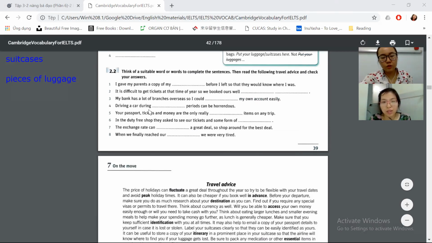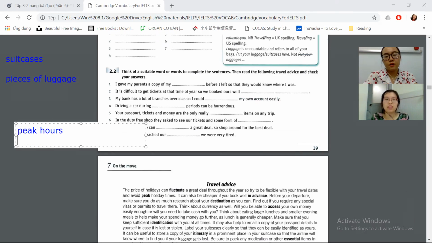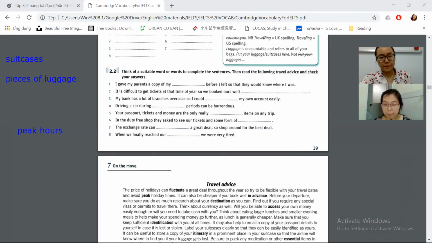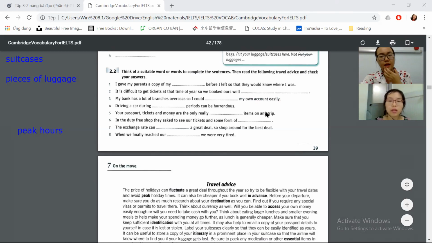Busy. No, actually we have Occupied. The phrase peak hours. Peak, peak giờ cao điểm. Yes, rush hour. So this is period. During peak period, right? Yes.